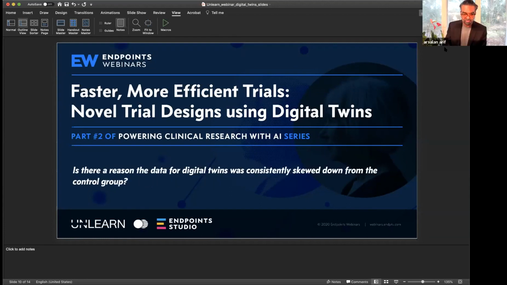Okay. All right. Let's try to get a couple more questions in here before we have to wrap up. Is there a reason the data for digital twins was consistently skewed down from the control group?